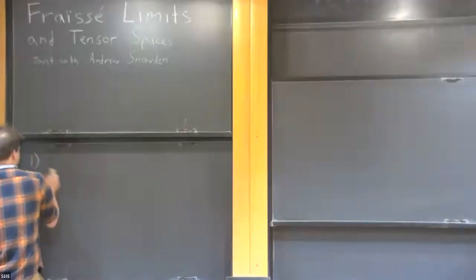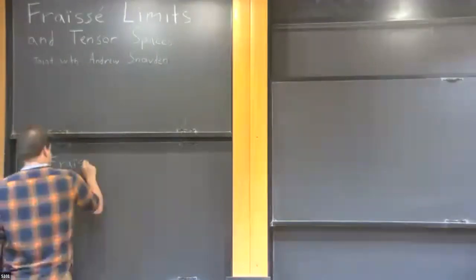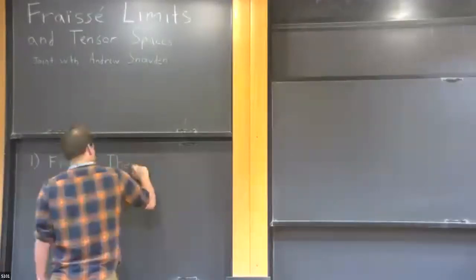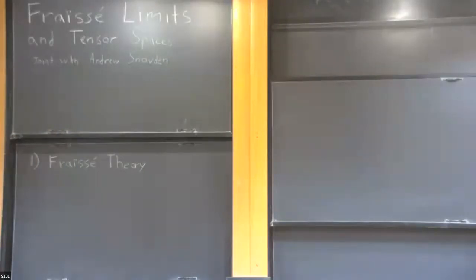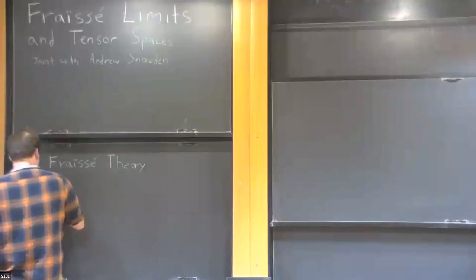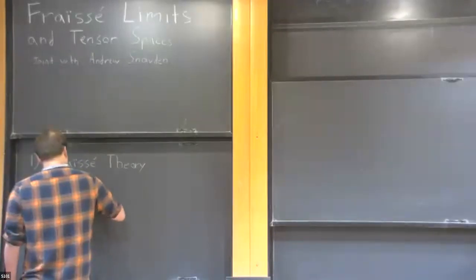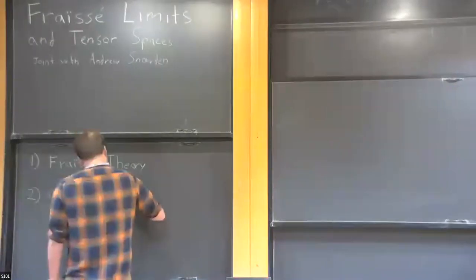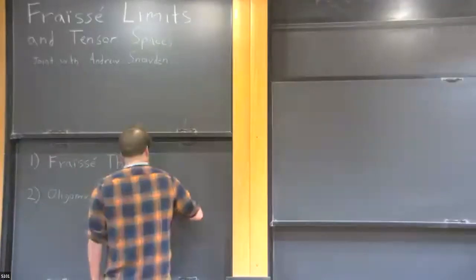So roughly, that is the plan. I'm going to give an overview of Fraisse theory, and it's mostly going to be examples. Then I want to talk about oligomorphic groups. In particular, this is where our motivation was from.